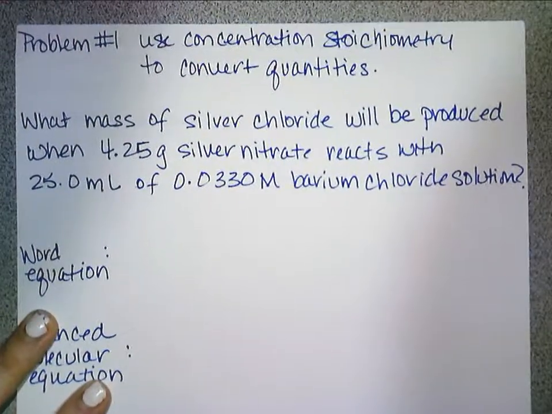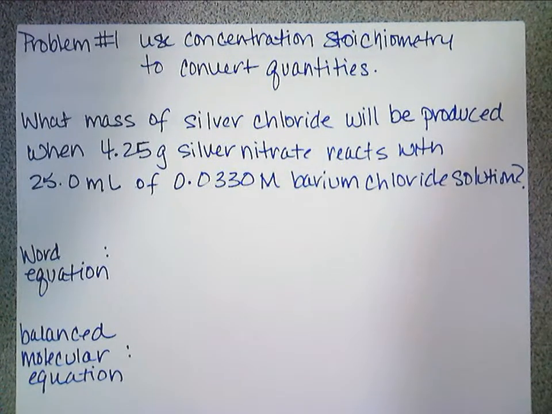Here's an example of a problem. We're going to use concentration stoichiometry to convert quantities. What mass of silver chloride will be produced when 4.25 grams of silver nitrate reacts with 25.0 milliliters of 0.0330 molar barium chloride solution?